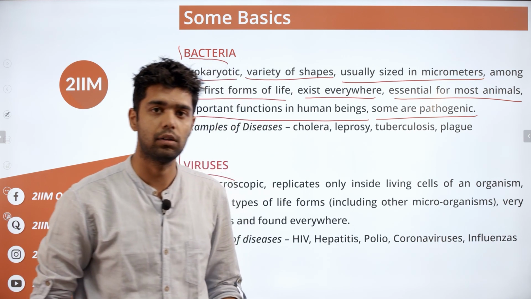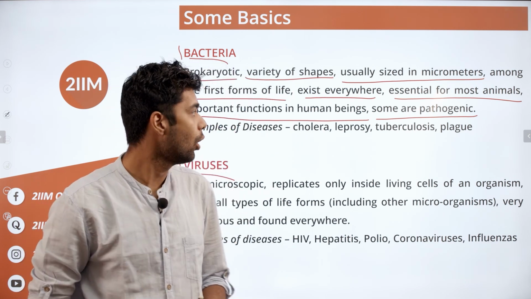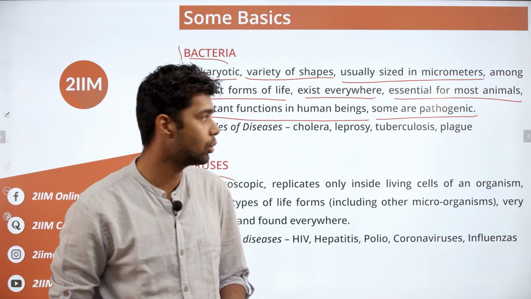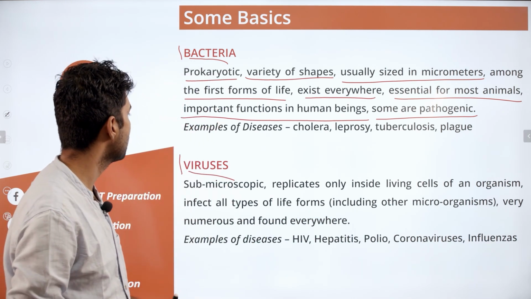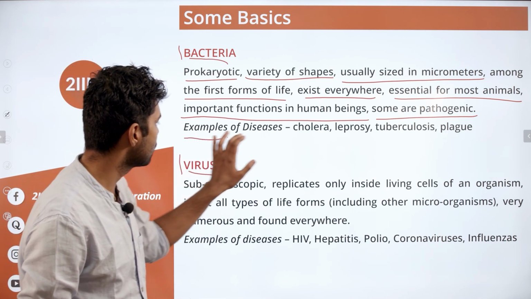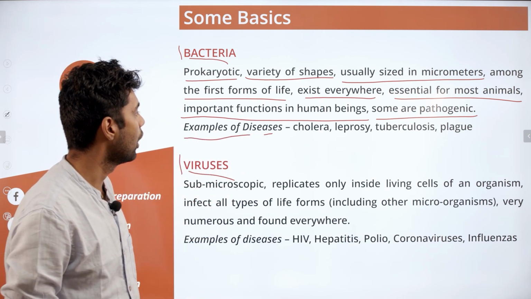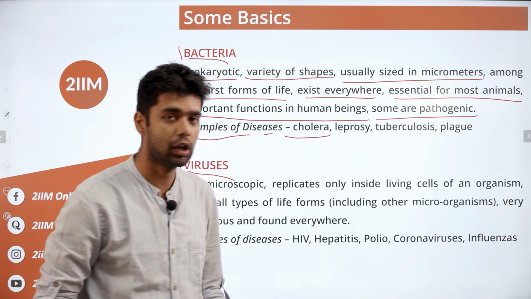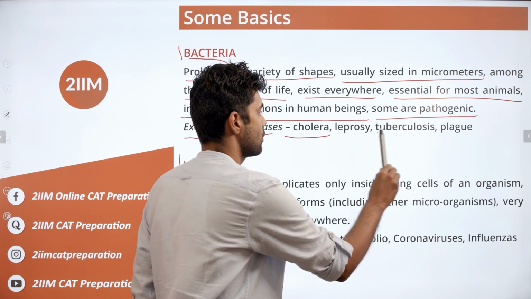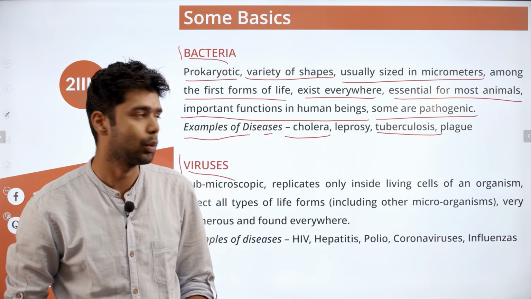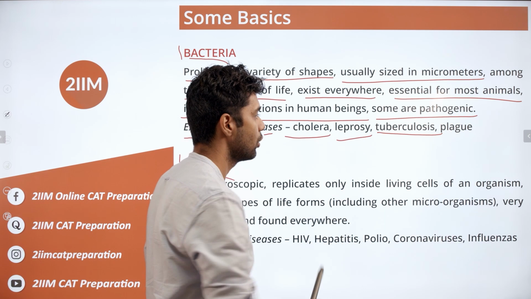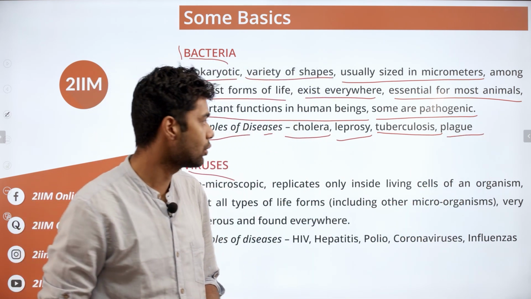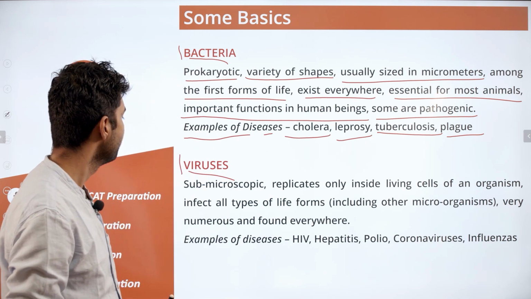Most of the bacteria that exist in our body are harmless, or they have some positive effect. Some of them of course have some sort of negative effect. The body tries to counter that, and that is called pathogenic. There are some examples of diseases given here: cholera, leprosy, tuberculosis, and plague. Cholera is something that we are still struggling with in some places. Tuberculosis is also one major disease that we are struggling with. Leprosy, to some extent, we have controlled. Plague is something that afflicted large populations in history. So that was one major disease.